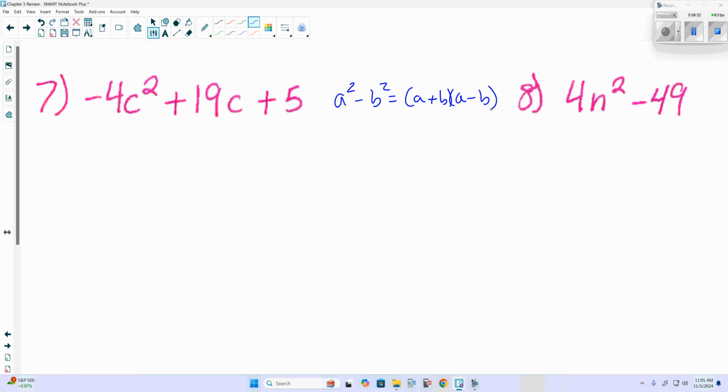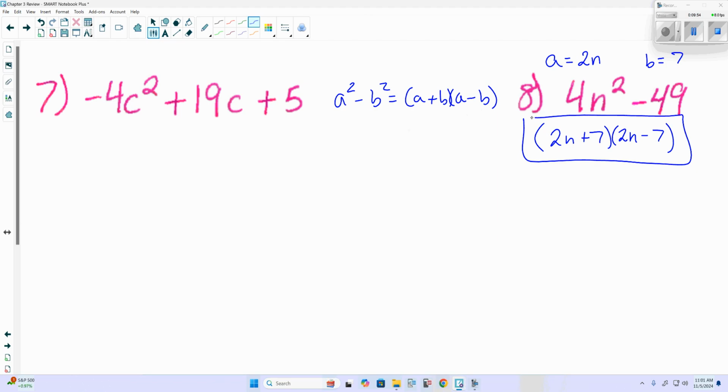And for us here, our a, because what times itself is 4n squared, what times itself is 4, 2n. And our b, it'd be what times itself is 49, 7. So this here would be 2n plus 7 times 2n minus 7. So what times itself is 49? Yep.